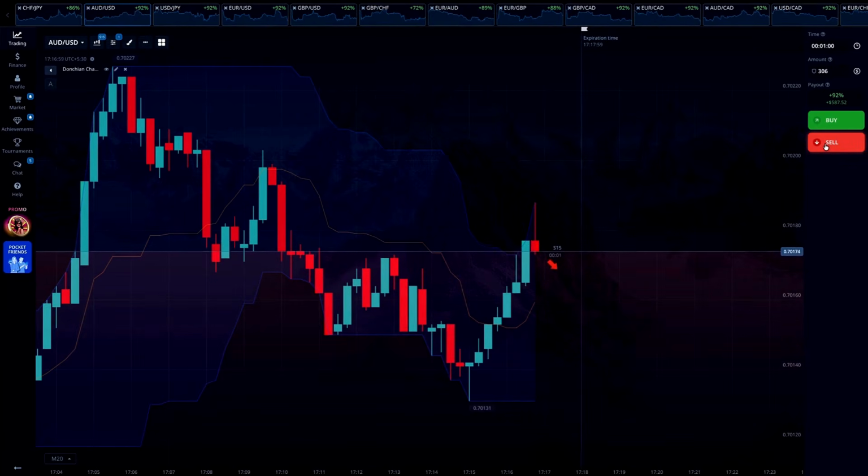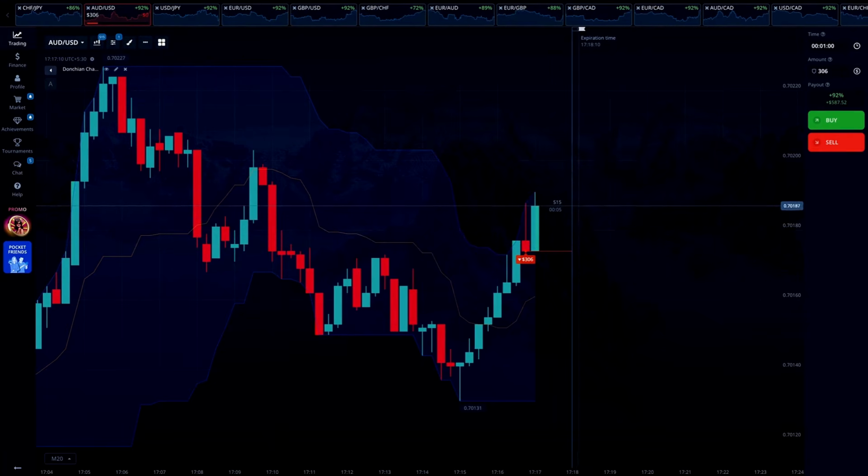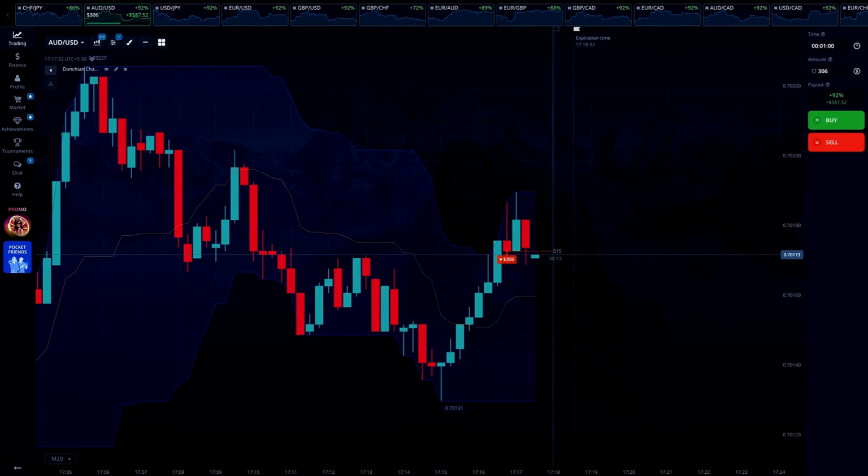Now let's look at the sell setup. When price moves upward and touches the upper Donchian band, this area acts as resistance. If the candle forms a long upper wick, it shows that the market rejected higher prices and sellers push the price downward. This rejection may appear as a pin bar, doji, or bearish engulfing candle. After the rejection candle closes, enter a sell trade at the open of the next candle with a 1-minute expiry.